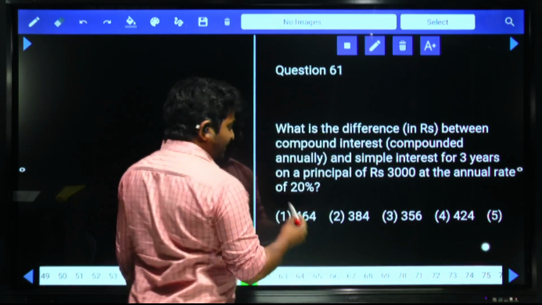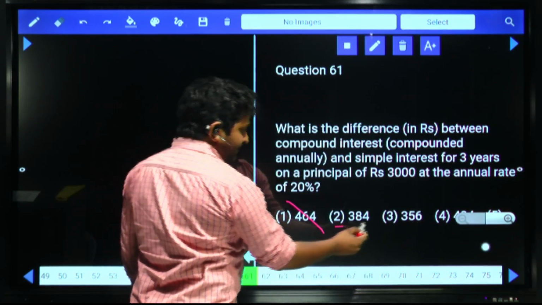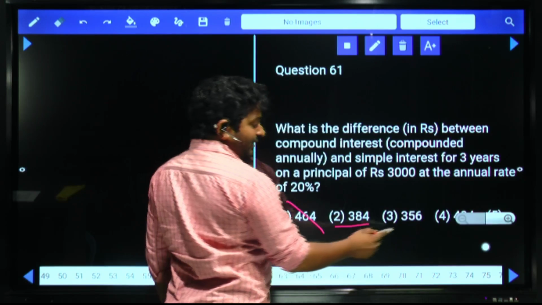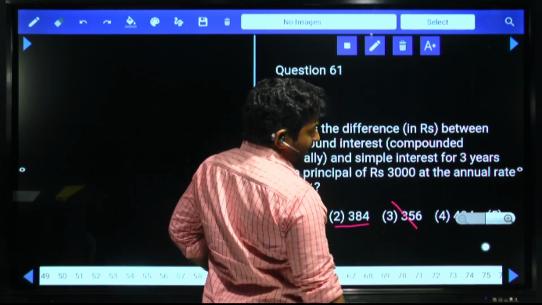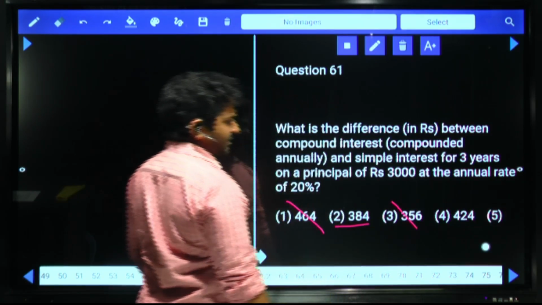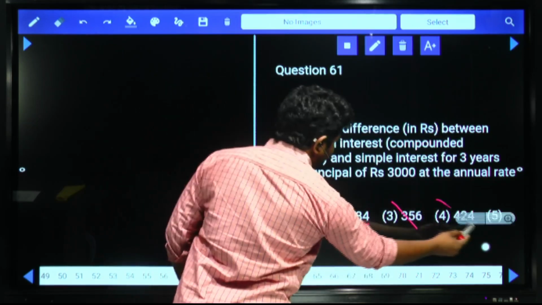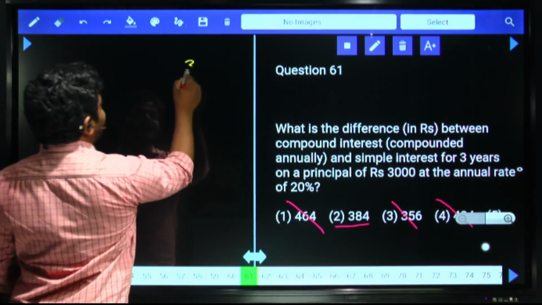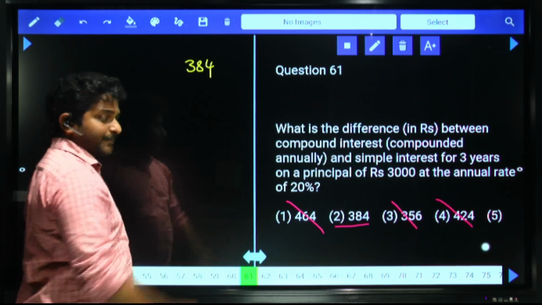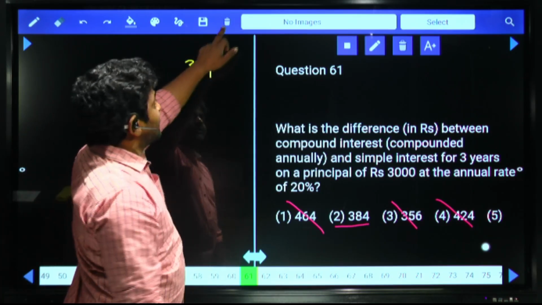ఫస్ట్ ఆప్షన్ ఈజ్ నాట్ 3 multiple. సెకండ్ ఈజ్ 3 multiple. దిస్ మే బి యువర్ ఆన్సర్, హోల్డ్ ఇట్. థర్డ్ ఈజ్ నాట్ 3 multiple. And fourth option is 424. This is also not 3 multiple. There is only one 3 multiple, 384, and that is final answer. Right? So this is one way.